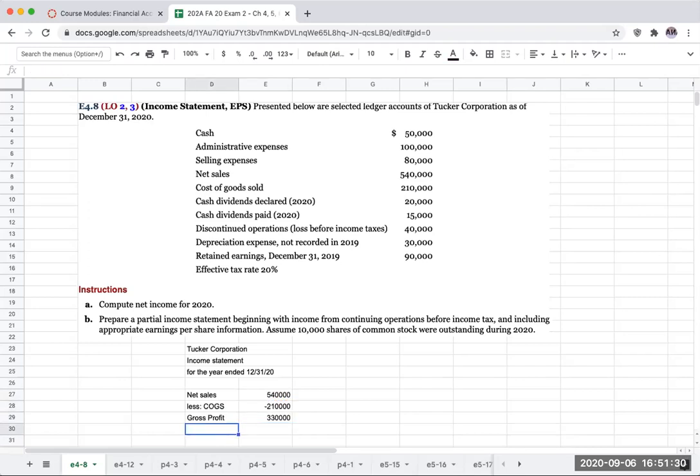Then when I'm doing a multi-step income statement, and what's the difference between single step and multi-step? Multi-step is I'm showing basically a breakout of cost of goods sold, because it's important for our users to know essentially what the company is making off of the sales of its inventory.